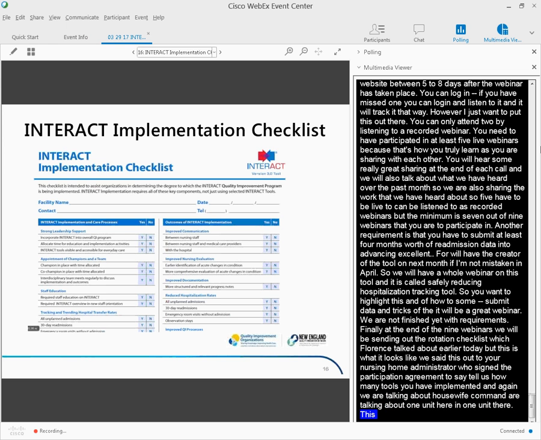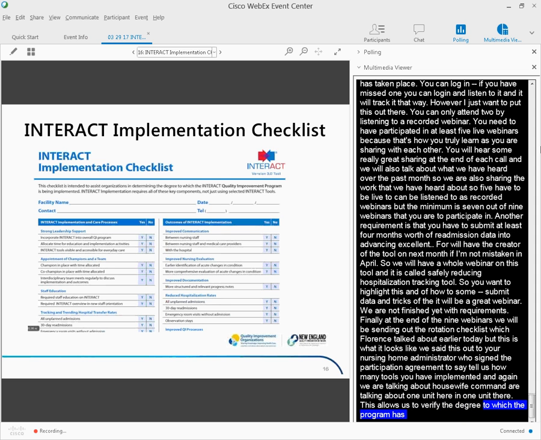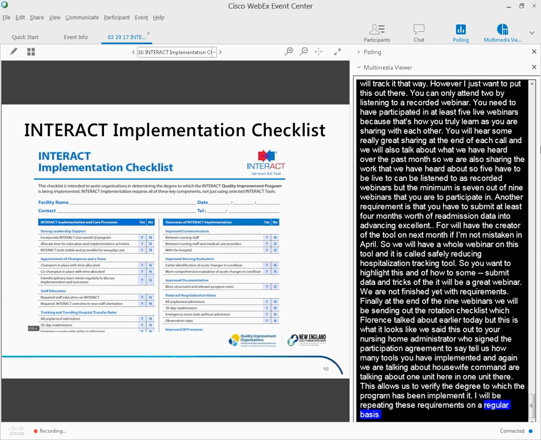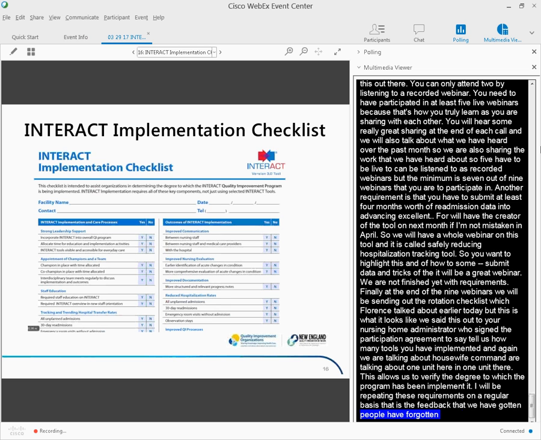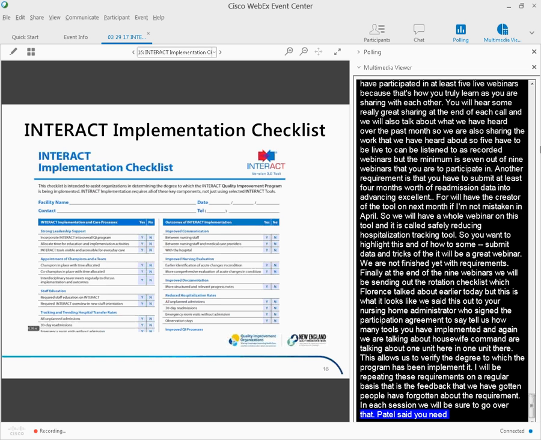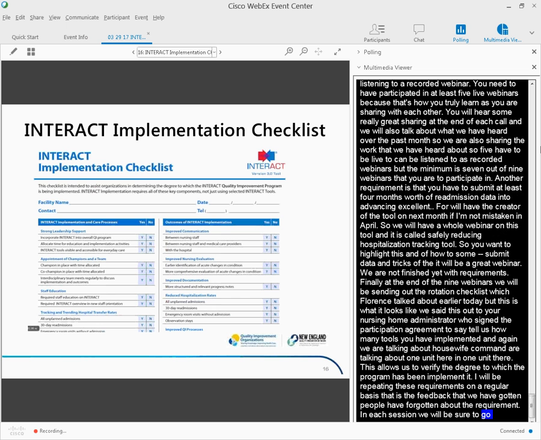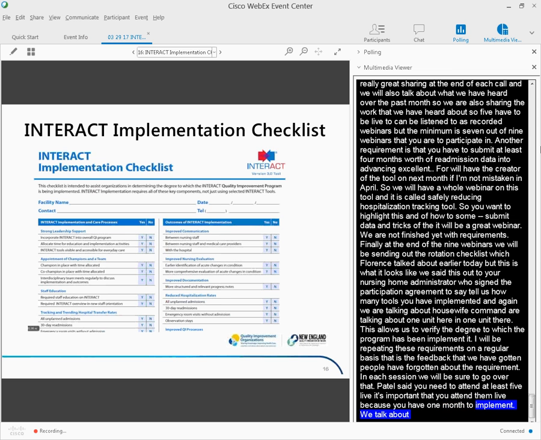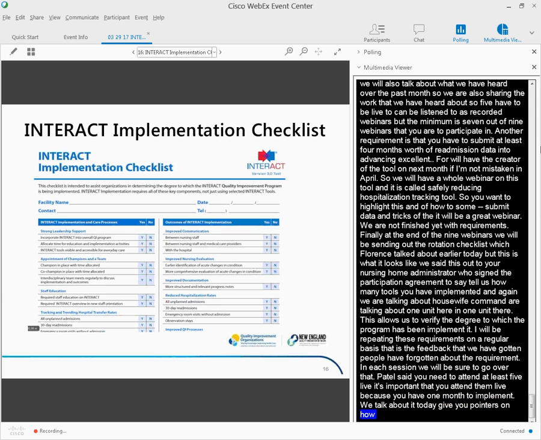I'm going to be repeating these requirements on a regular basis, so if you didn't get it the first time, you'll be hearing it over again, because that's one of the things in the feedback we've gotten, people have forgotten about the requirements. So in each session, we will make sure we go over that. Absolutely. So Carol said it's important that you attend them live because you have that month to implement. So we talk about it today. We give you pointers on how to implement it. It's very difficult to watch 2 or 3 webinars and still be able to implement it like you're supposed to. So that's why the requirement.